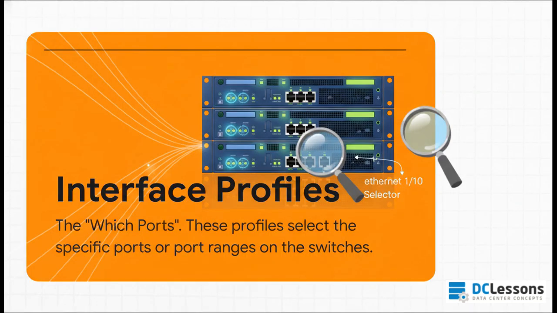So we've picked our switches. Now we got to get more specific. That's where the interface profile comes in. If the switch profile was the where, this is the which ports. Inside one of these, you'll create something called an interface selector. And that's where you define a specific port, like Ethernet 1/10, or even a whole range of them. So we've gone from the switch down to the actual physical interfaces.